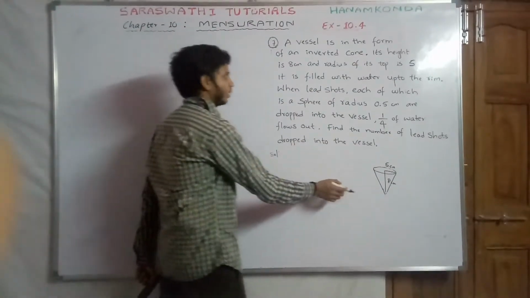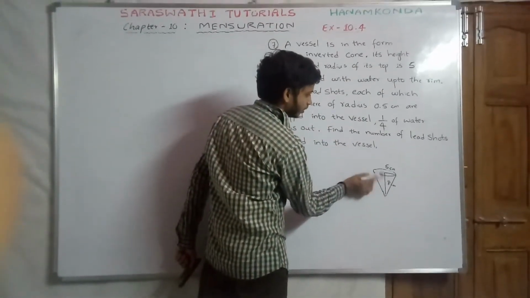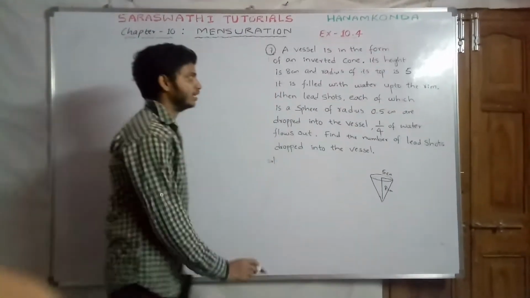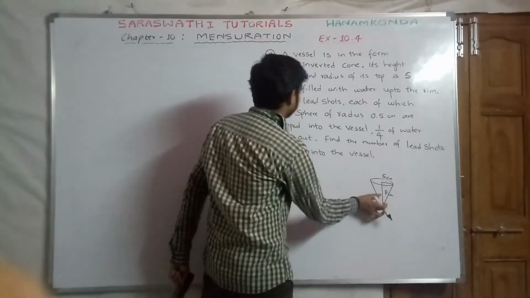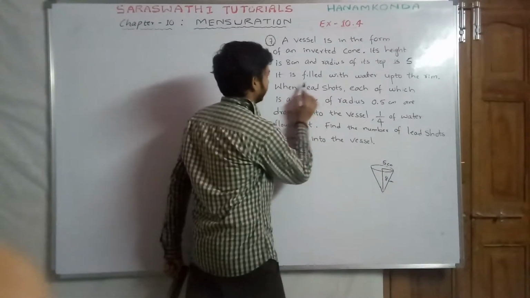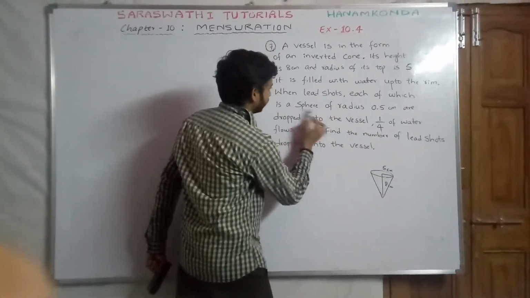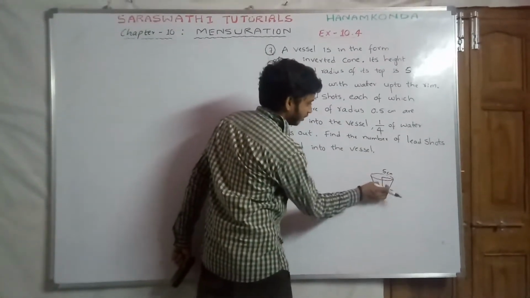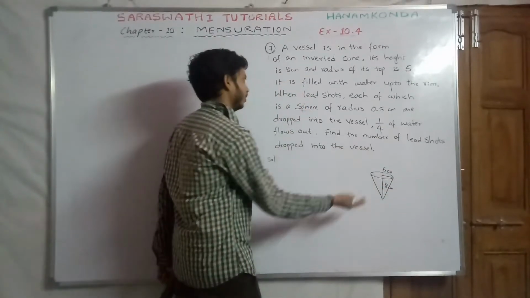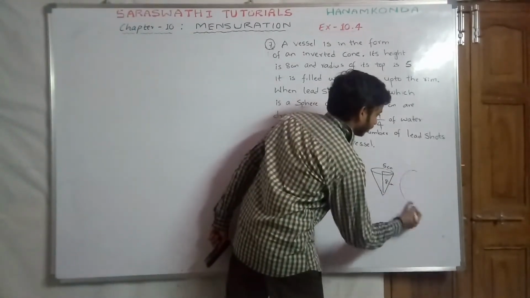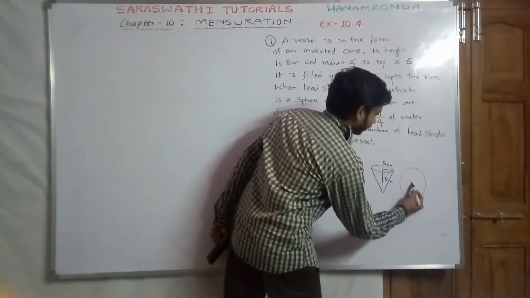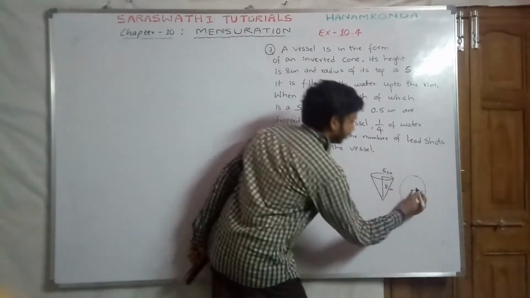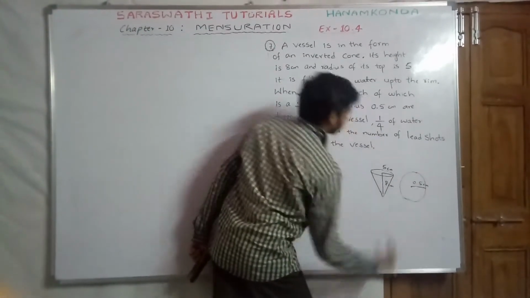It is filled with water up to the rim. When the lead shots, each of which is a sphere of radius 0.5 centimeters, are dropped into the vessel, 1/4 of the water flows out. So here it is mentioned in the question that lead shots, which are in the shape of a sphere, are dropped into the vessel, and 1/4 of the water in the vessel flows out. The radius of the lead shot is 0.5 centimeters.